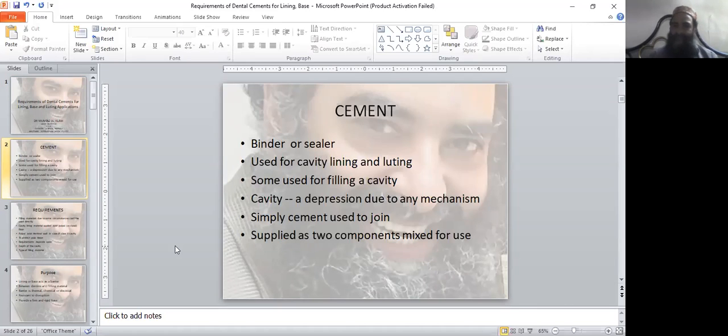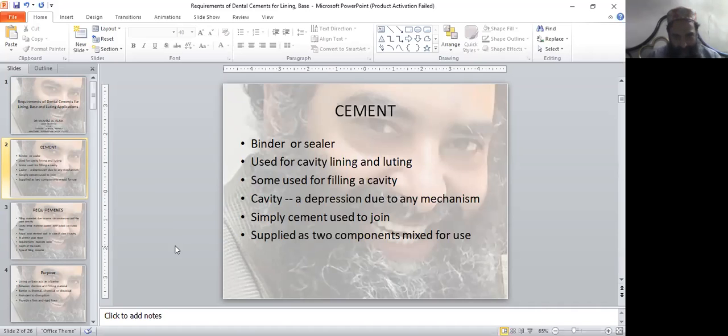Cement. What is cement? Cement is a binder or sealer. You can bind something or you can seal something with a material, and the material which is used for binding or sealing is called cement. In dentistry, cements are used for cavity lining and luting also. Others are used for restoration or filling a cavity.